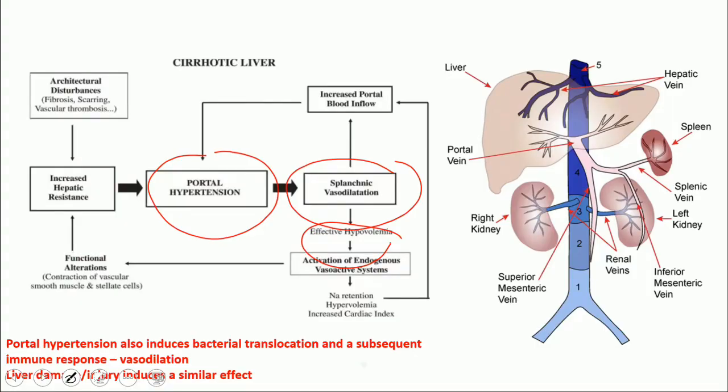This causes hypovolemia. And as you know, when there is hypovolemia, there is activation of the renin-angiotensin-aldosterone system, which gives rise to further salt and water retention. So actually, patients with cirrhosis have an overactive renin-angiotensin-aldosterone system, which drives the edema and the ascites, right?